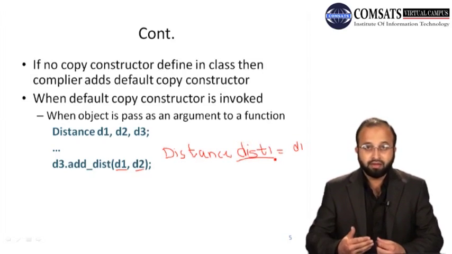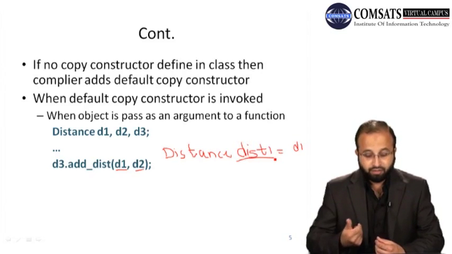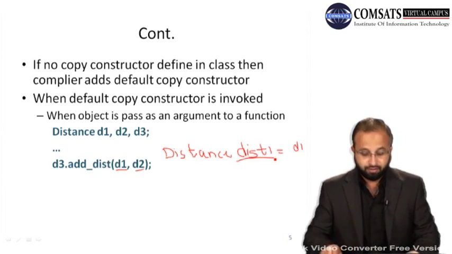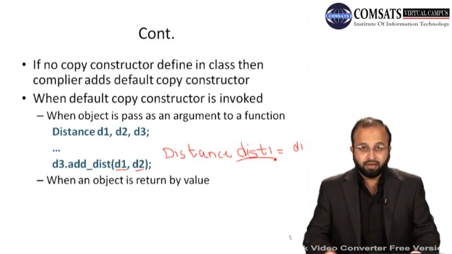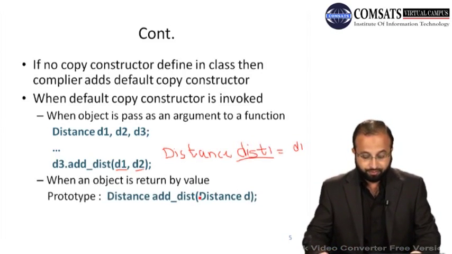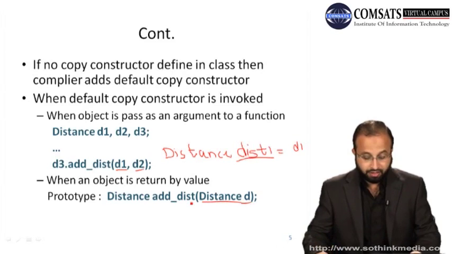Similarly, d2's value will be copied to dest2, the second parameter of that function. dest2 is created at that time, and we are initializing it with the value of d2. Then again the default copy constructor will be called. And when an object is returned by value, the prototype of the function is like this: add dest. We are passing an object to it, and here also a copy constructor will be called, and then this function returns a value.